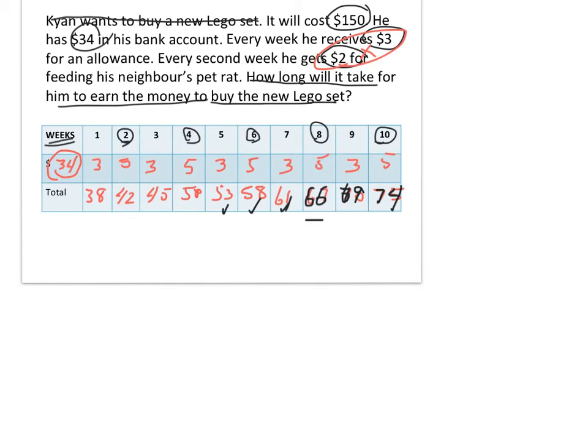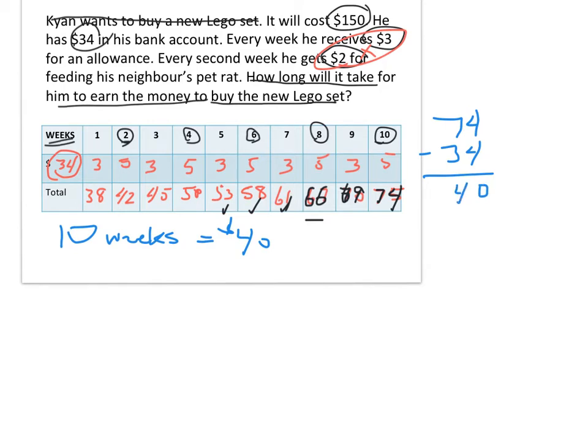But I like to work in tens because tens are easy to work with. So I know I've got another pattern rule here: after 10 weeks, I know that I've got $40 every 10 weeks. Every 10 weeks, Kyan makes $40. Now, how do I know that? Well, I take my 74, which I had at the end of 10 weeks, and I subtract my original 34. 4 minus 4 is 0. 70 minus 30 is 40. So I know that every 10 weeks, he's getting $40.